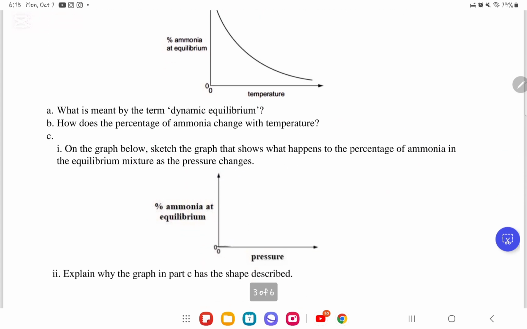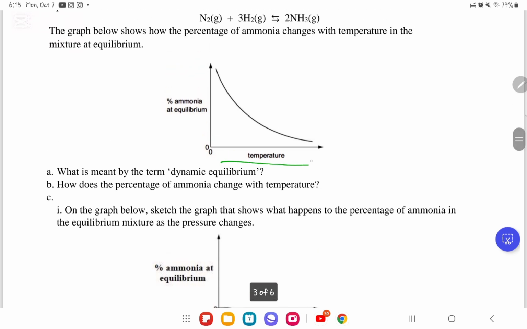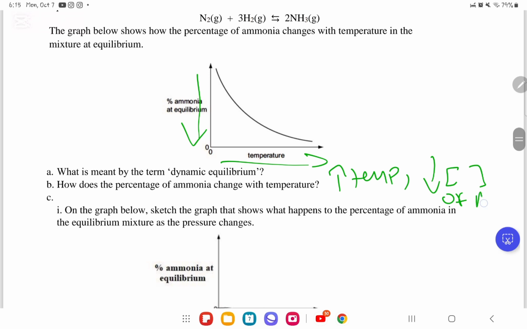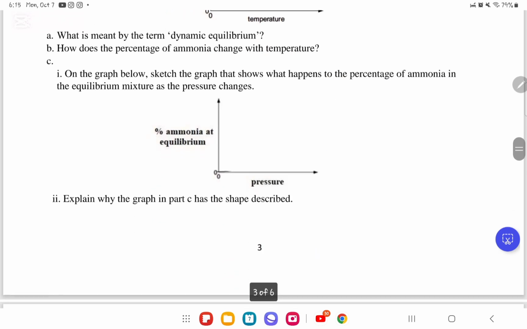So how does the percentage of ammonia change with temperature? By looking here, an increase in temperature decreases our percentage of ammonia. So as we can say, increase in temperature decreases concentration of ammonia. So see, on the graph below, sketch the graph that shows what happens to the percentage of ammonia in the equilibrium mixture as the pressure changes.